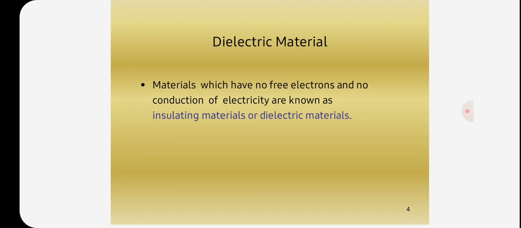Now, what is a dielectric material? Materials which have no free electrons and no conduction of electricity are known as insulating materials or dielectric materials. That means materials which have no free electrons and also no conduction are called insulating materials or dielectric materials.